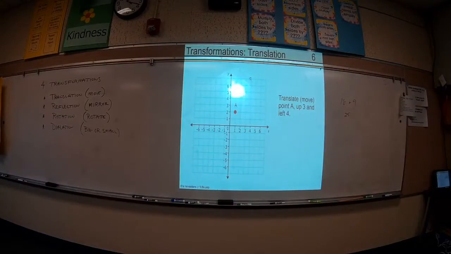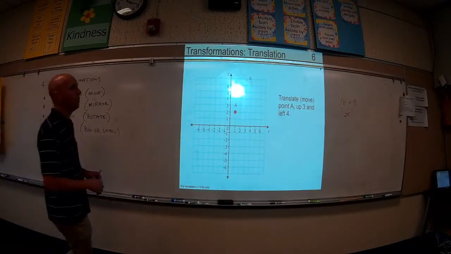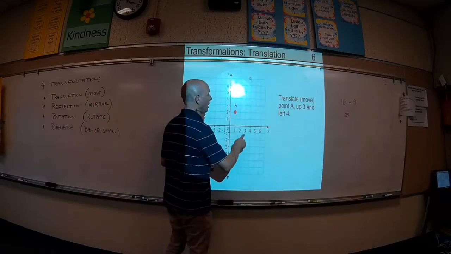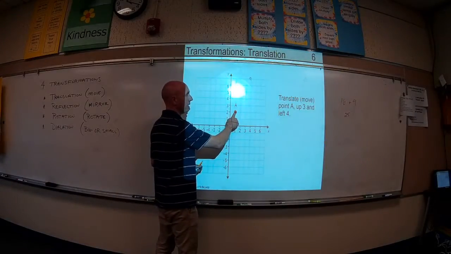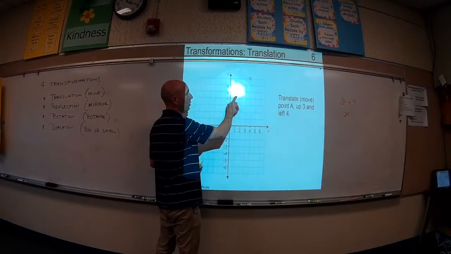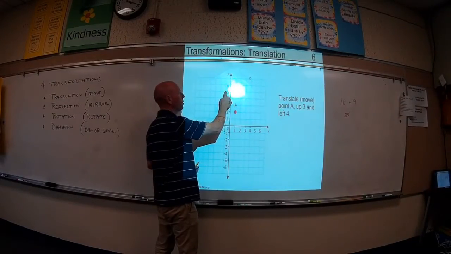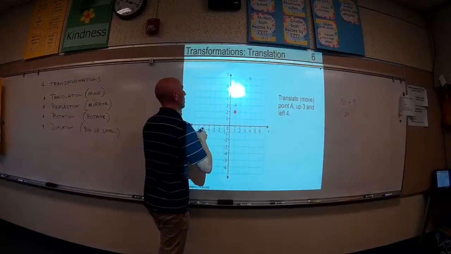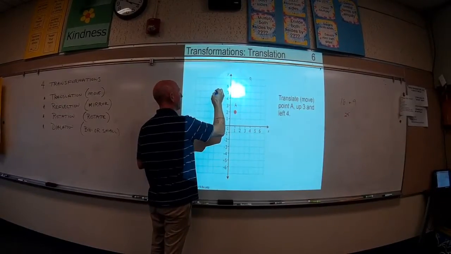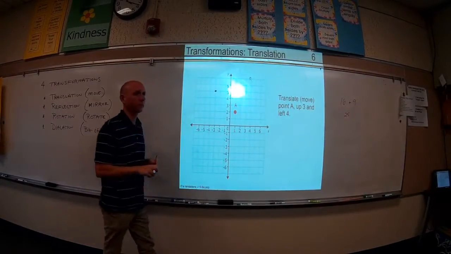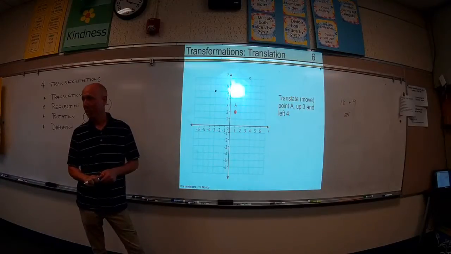We are going to translate that point. What does translate mean? Move. We're going to move that point. How are we going to move it? We're going to move it up 3 and left 4. So take A, go up 3, 1, 2, 3, and go left 4. 1, 2, 3, 4, and put a point right there. That's a translation.